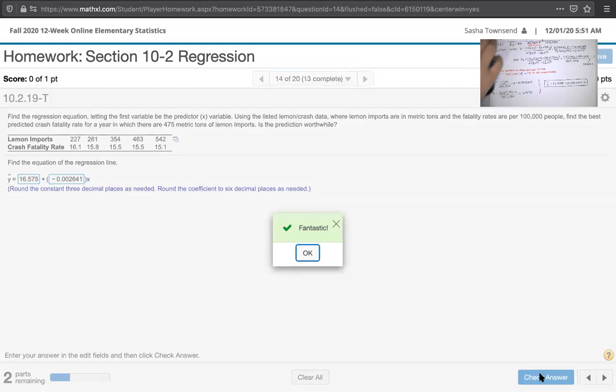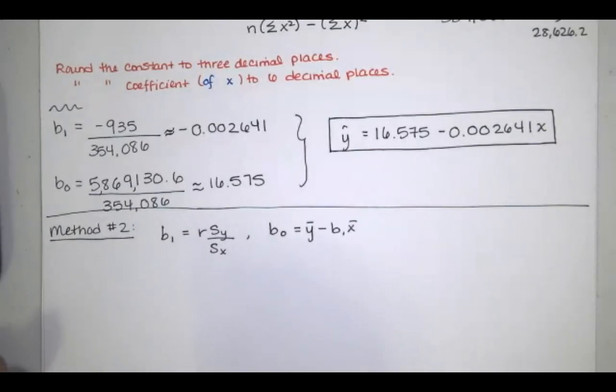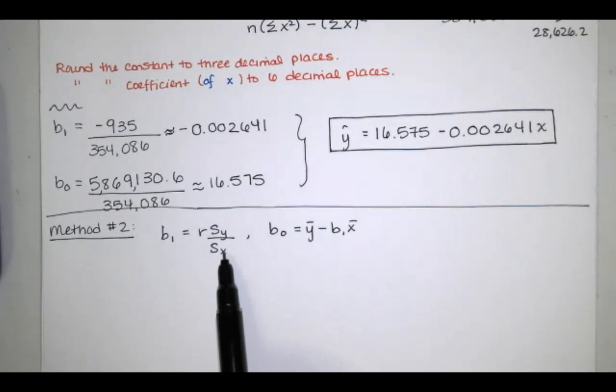Now, I know we can move on from here, but I would like to show you how to find the regression equation using the other two formulas as well. So I'll share my paper with you to do that. The second set of formulas for b sub 1 and b sub 0 is based on the linear correlation coefficient R and those two standard deviations. This is the sample standard deviation for the y values, and this is the sample standard deviation for the x values.